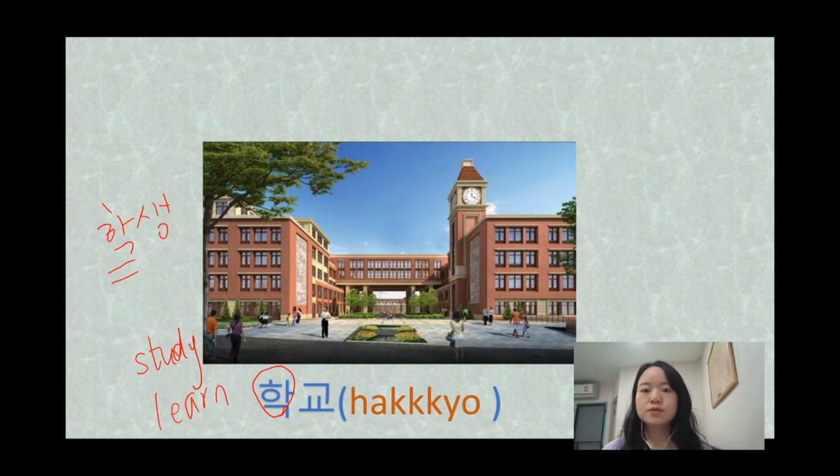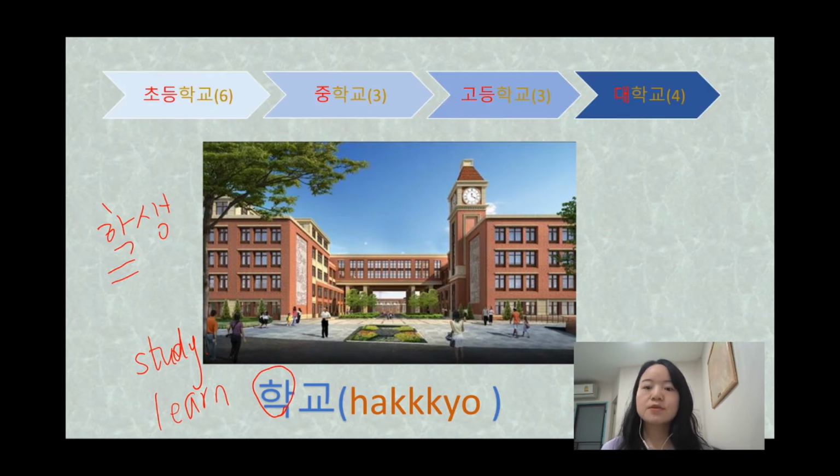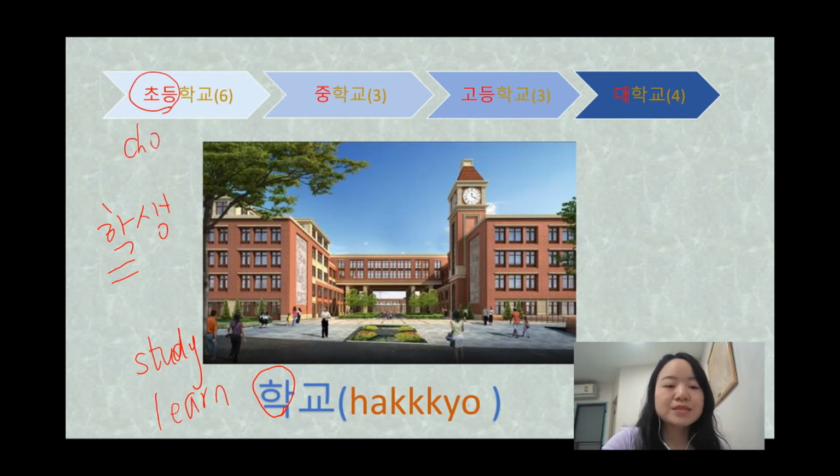Now, so what kind of schools do we have? At first, we go into elementary school. Then we move to middle school, then high school, then university, right? In Korean, elementary school, what 학교? It's 초등학교. 초등학교.